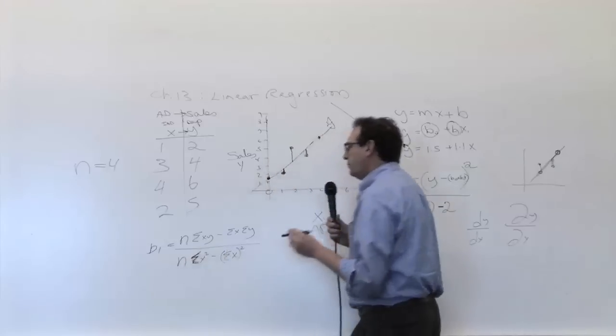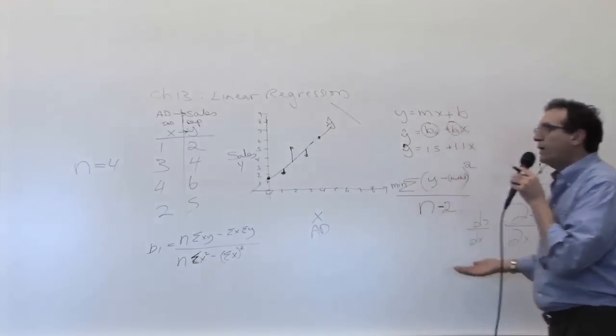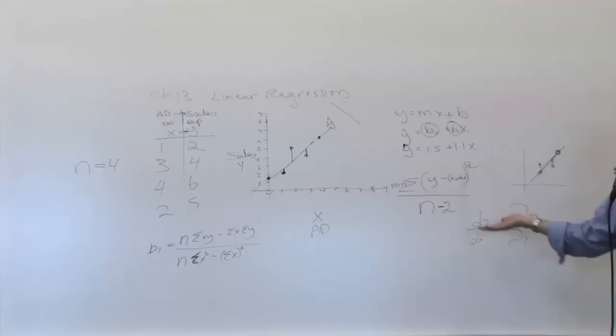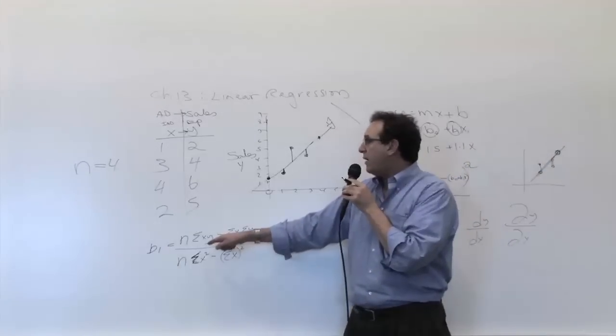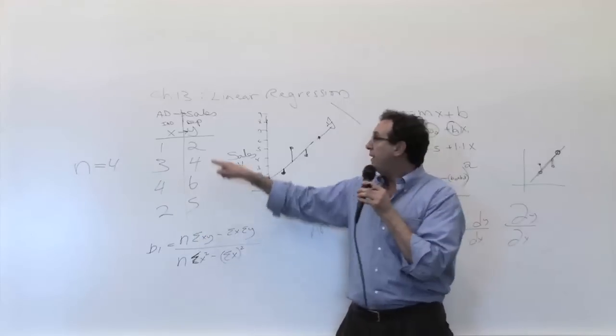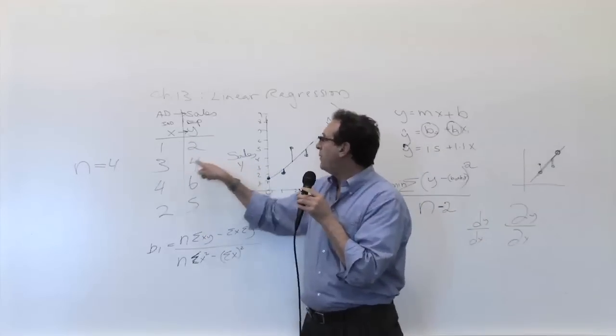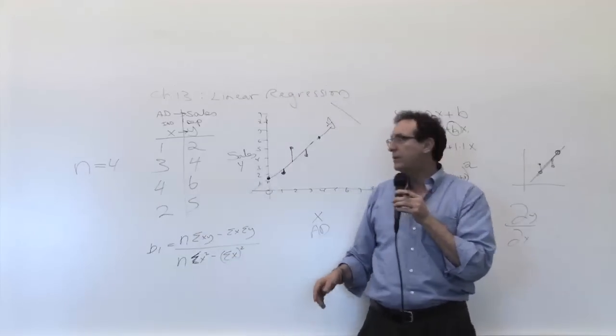It looks like Greek, because it is partly Greek. This is the Greek letter sigma. Now, what is the equation? First I'll say it verbally, then we'll actually do it to show you how easy it is. Basically, the equation calls for calculating the sum of the x times the y. What does that involve? You do x times y, x times y, x times y, x times y, and then you sum it together. You just add them all up.